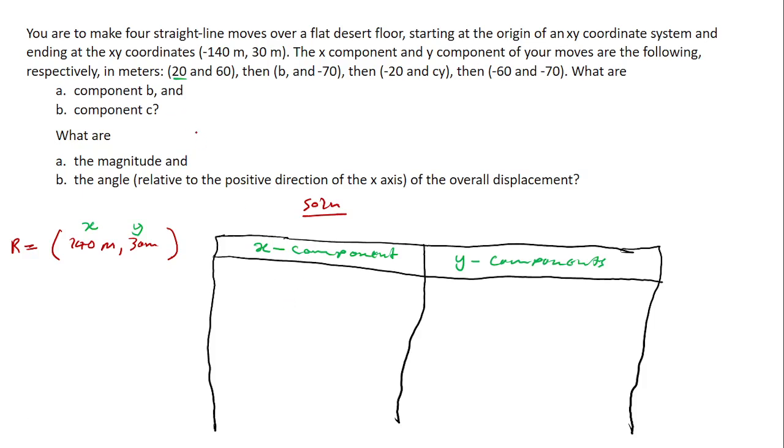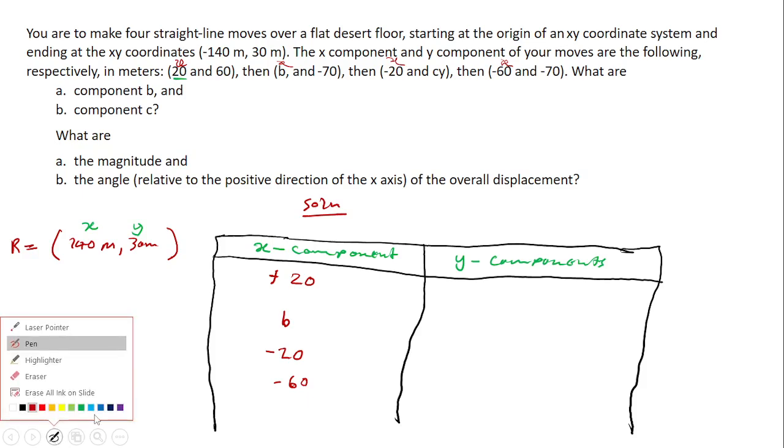It's very easy for you to get an accurate answer when you are using the table. You pick this as your x, this is your x, this is your x, that is your x, and that is also your x. So let's pick our x's. You have positive 20. Remember the signs are very important. You have b, that's the other one, and then we have negative 20, and the other one we have negative 60. Those are the components that we have for the x coordinate.